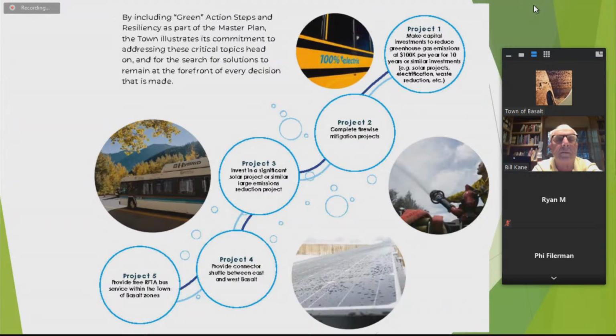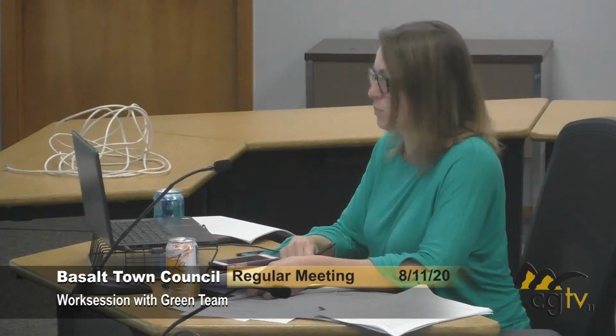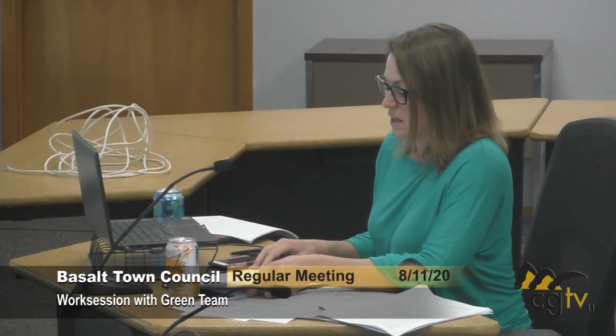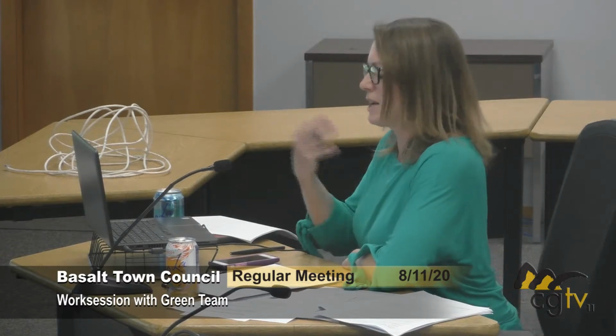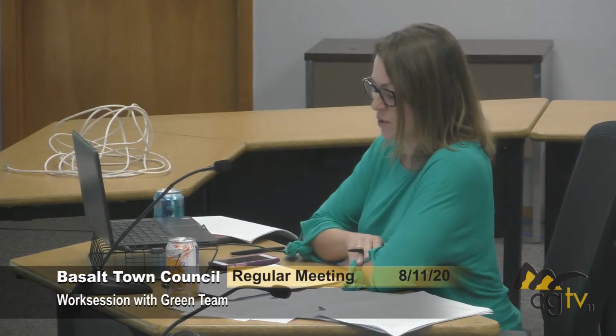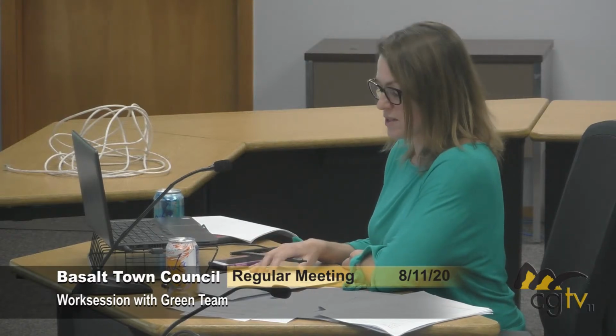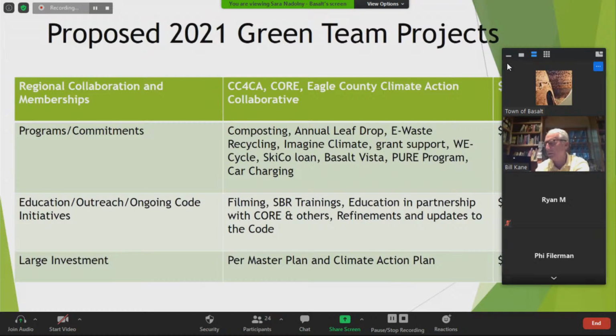So through the master planning process, Basalt citizens have prioritized projects they'd like to see accomplished. And the number one project is to make yearly capital investments of around $100,000 to reduce greenhouse gas emissions. And this idea originally was born out of the Climate Action Plan, but when Basalt citizens were able to vote on projects during that master plan process, this also rose to the top. So the Green Team has ideas for large capital investment projects that could include a significant solar project, work towards electrification of buildings, waste reduction, et cetera.